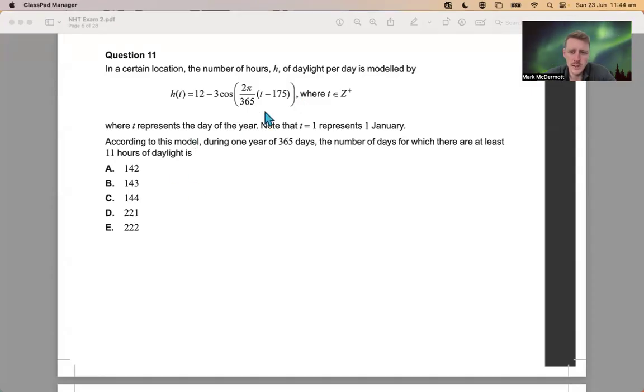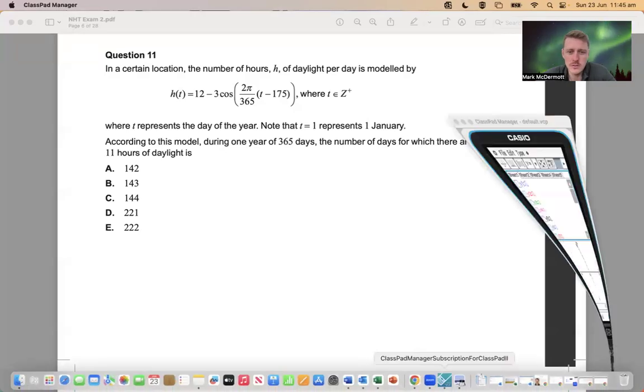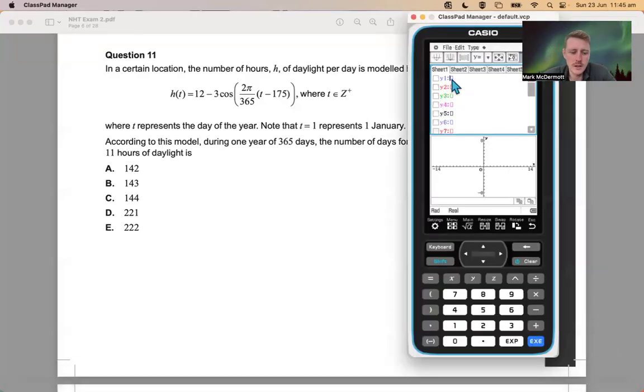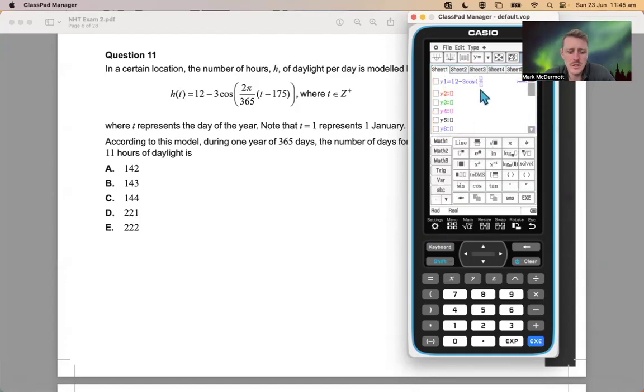Now, I've tried to do this algebraically on the calculator, doing a solve for this greater than 11. I can't for the life of me work out why it doesn't work. Even if I put in a domain, it gives me a general solution, which is frustrating. So I think how you're supposed to do this in an exam is you have to graph it. I'm sure there is a way to solve it algebraically, but I couldn't work it out. So you type this function in, 2 pi on 365 times x minus 175.